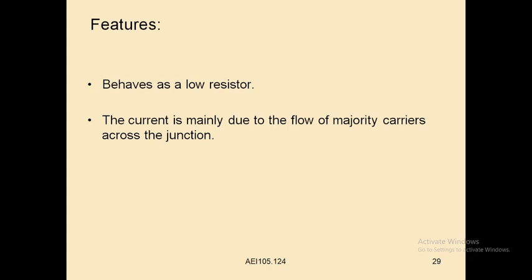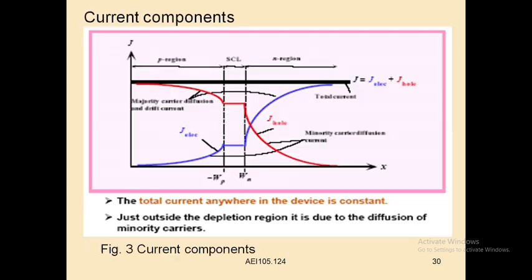Here, what are the different features when the diode is connected in forward bias condition? The diode can act as a low resistor, and the current is mainly due to the flow of majority charge carriers across the junction, and the potential barrier and the depletion layer are reduced.